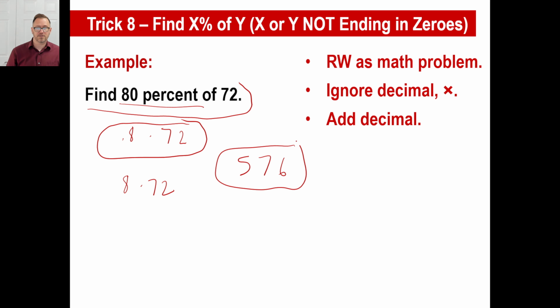576. Now, is that a reasonable answer? No, because it's only a percent of 72. So what makes it a reasonable answer with those exact numbers? Right there. And that's it. And you can do that in your head.